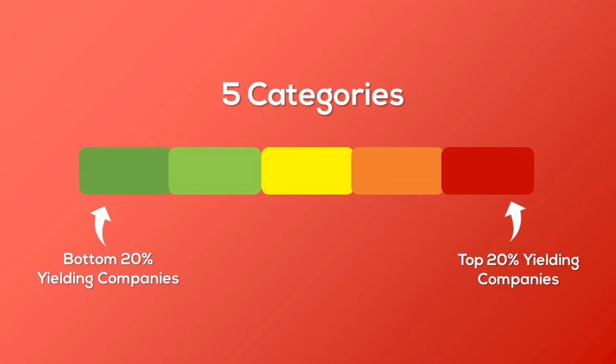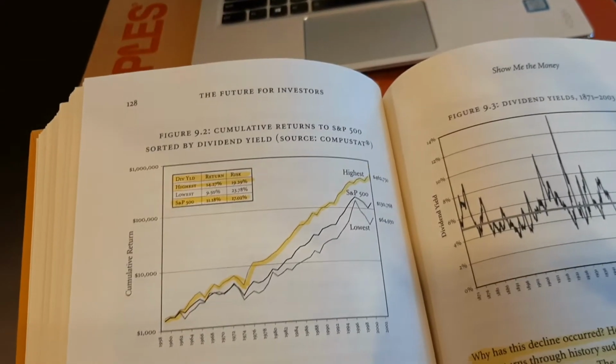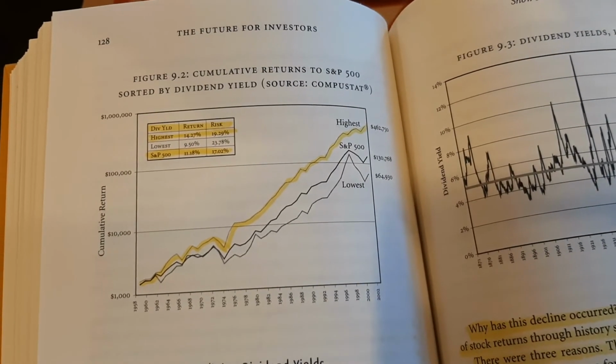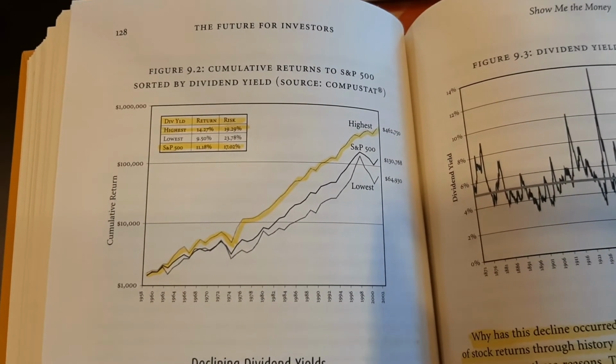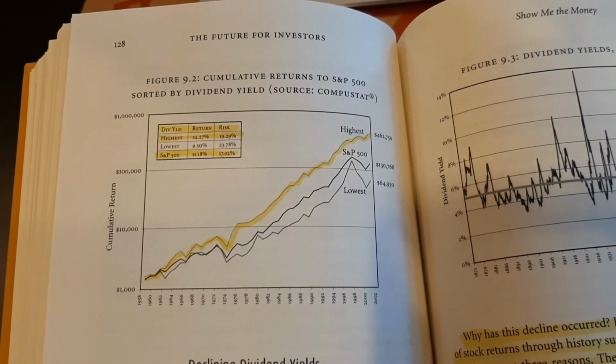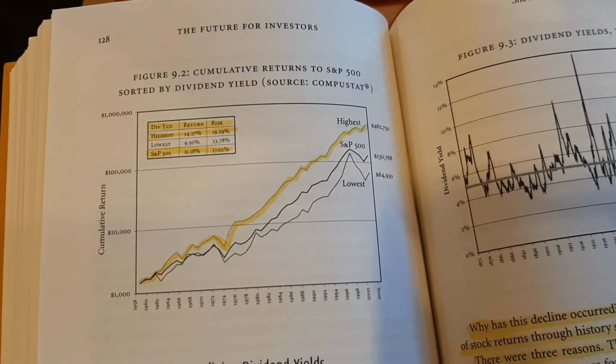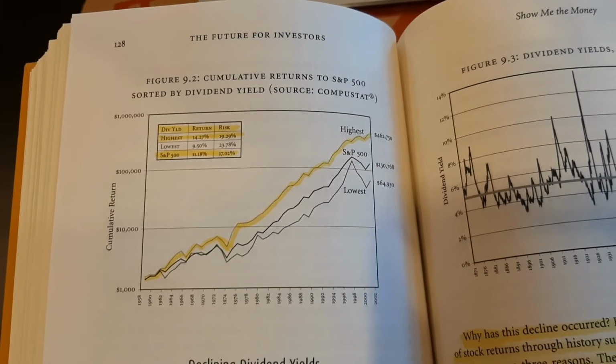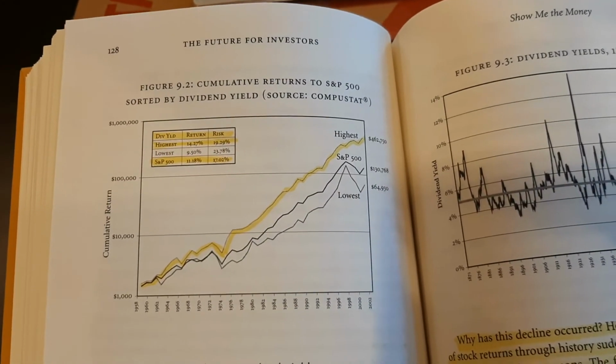Now, I've got the book right here in front of me, and he shows this chart that shows that the S&P 500 over this period of time in general returned about 11% annually, which is pretty good. That's pretty much what you would expect from investing in the market, like maybe an index fund. But the top 20 percentile, so that top section of dividend paying companies, based on their dividend yield, they actually returned over 14% annually over this time period.